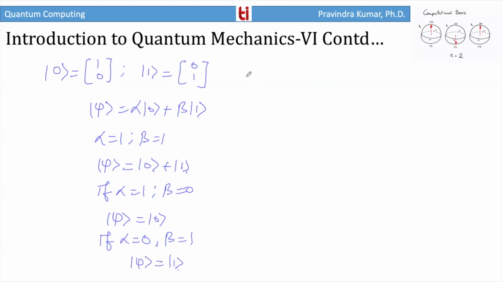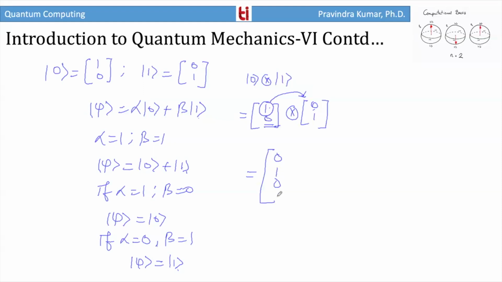Now, if I want to find ket 0 tensor ket 1, ket 0 is [1 0], tensor ket 1 is [0 1]. So 1 is multiplied with all the elements of [0 1]: 1 times 0 is 0, 1 times 1 is 1, and after this 0 is multiplied with 0 and with 1, giving 0. You can see here ket 0 is of size 2 by 1, ket 1 is also of size 2 by 1, but the tensor product of ket 0 and ket 1 is of size 4 by 1.